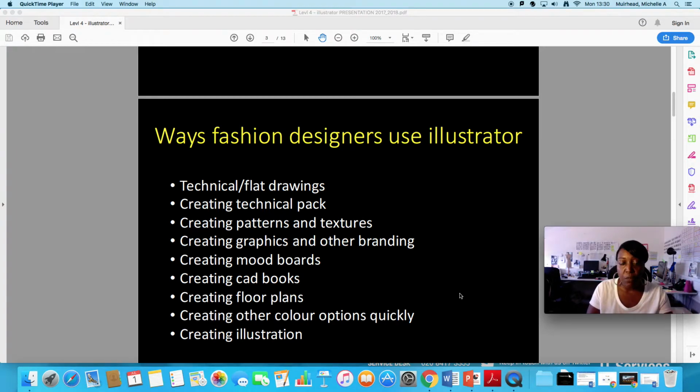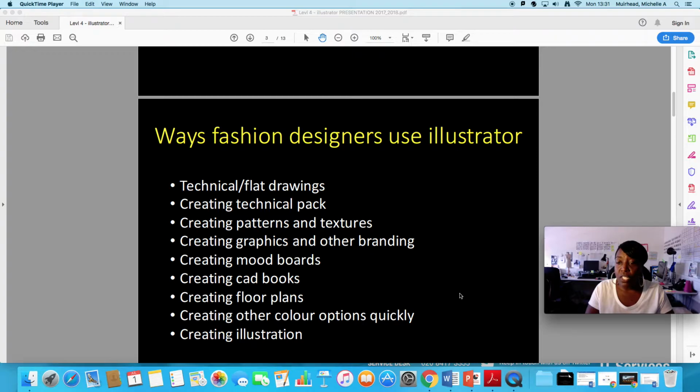As I said, they use it for patterns and creating texture. Using it for graphics, so that could be for labels, it could be for if you've got an embroidery, etc. I also use it for mood boards. A lot of people tend to use Photoshop for mood boards, but you can use Illustrator for mood boards. There's no wrong or right way of doing it. As I said, both have their benefits.